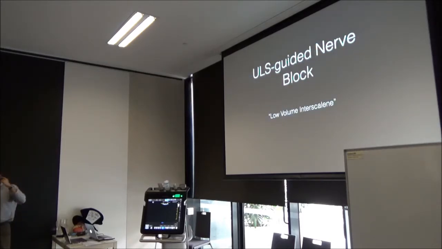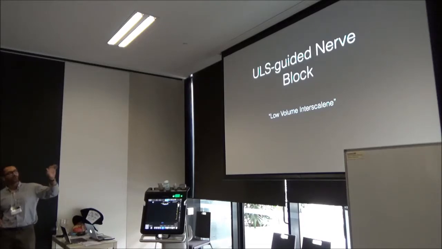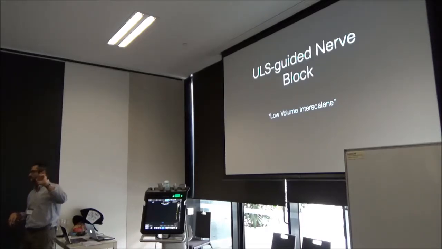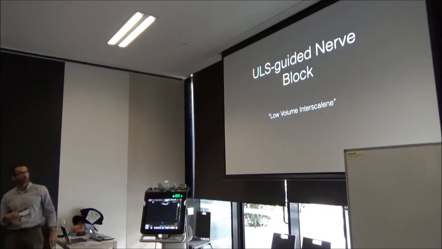The other one is something we've done a bunch of these, we haven't published this series yet. We call it a low volume interscalene block. And this is nice because it allows you to do just the C5, C6 nerve root and get some anesthetic in that region and then reduce it, and I'll show you.